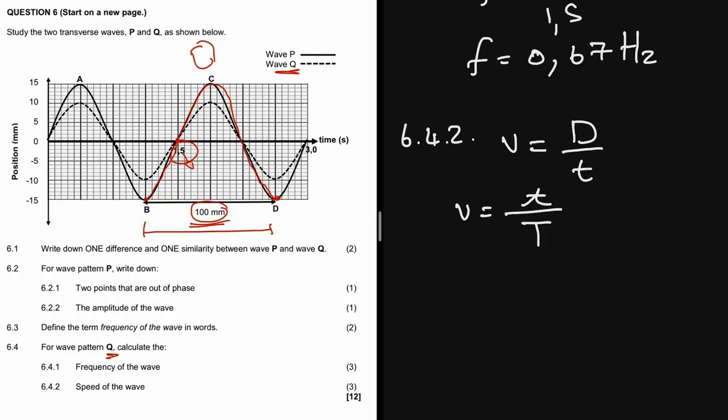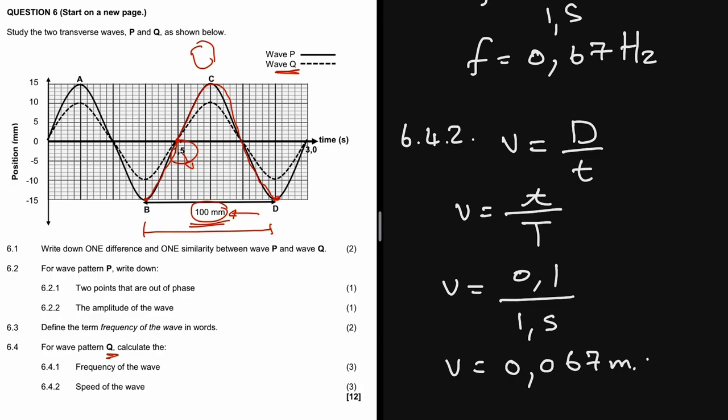So now to determine the speed or the velocity, we're just going to substitute the wavelength. But this wavelength that we have here is in millimeters, so we must first get it to meters. You're just going to say 100 divided by 1000. When you substitute it in your equation, you must substitute it in meters. So it's going to be 0.1, and the period was 1.5. So now if we say 0.1 divided by 1.5, we are getting that the velocity of this wave is 0.067 meters per second. So the velocity or the speed is the same thing.